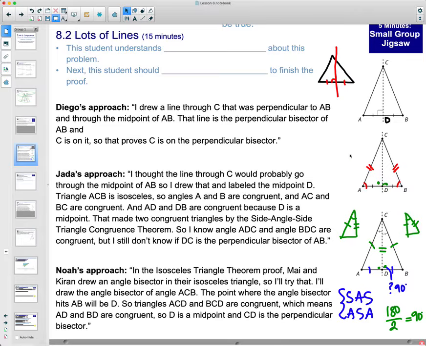You could use Jada's approach, drawing it at the midpoint, so connecting C to the midpoint D, and going that way, proving the triangles are congruent, talking about the 90. Or Noah's, drawing the angle bisector, needing to prove the two triangles are congruent, and then get the 90-degree angle in there as well.